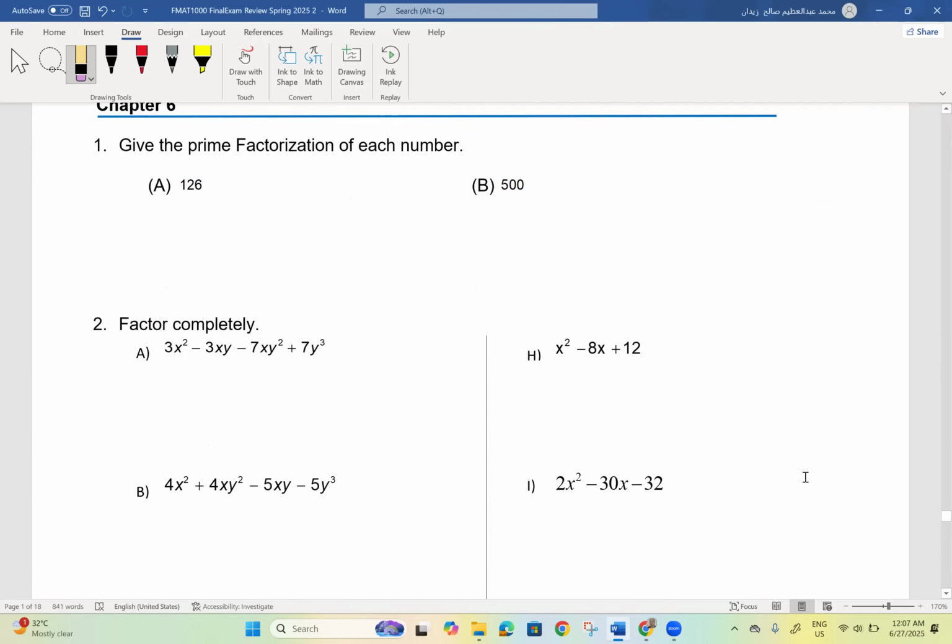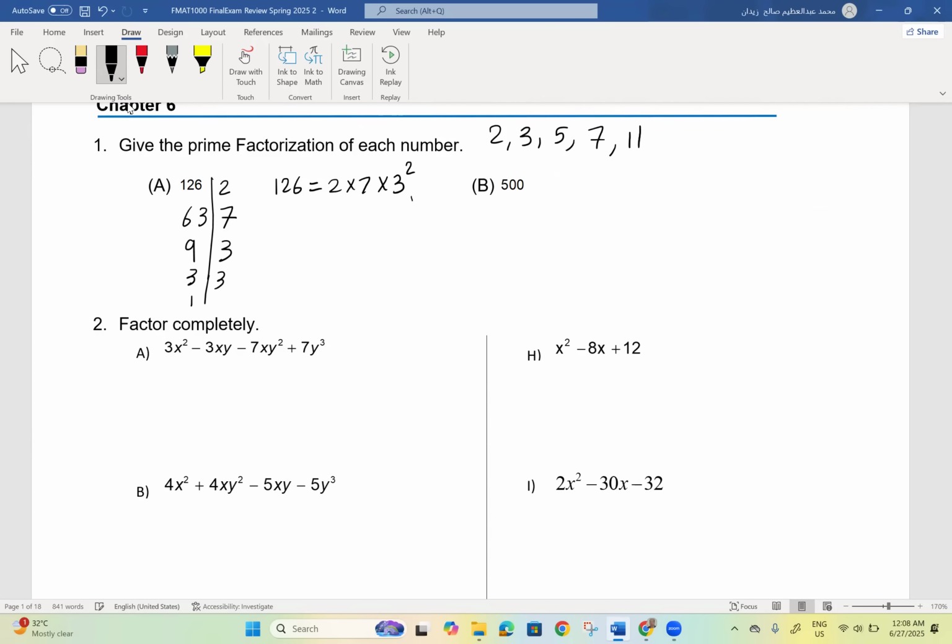Number one, give the prime factorization of each number. Now I start with this 126. I can just start by dividing by prime numbers, like 2, 3, 5, 7, 11, something like that. Divide by 2 is 63, 63 is divisible by 7, equal 9. 9 divided by 3 equal 3. And 3 divided by 3 is equal to 1. So the number 126 can be written as 2 times 7 times 3 squared. This is called the prime factorization of the number 126.